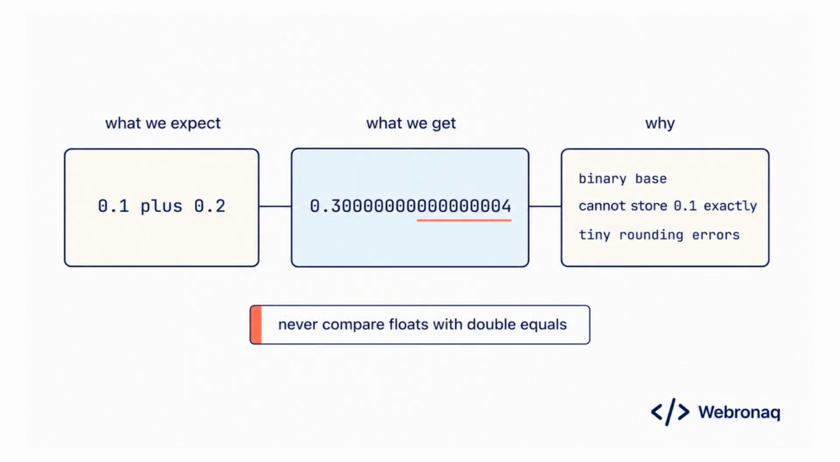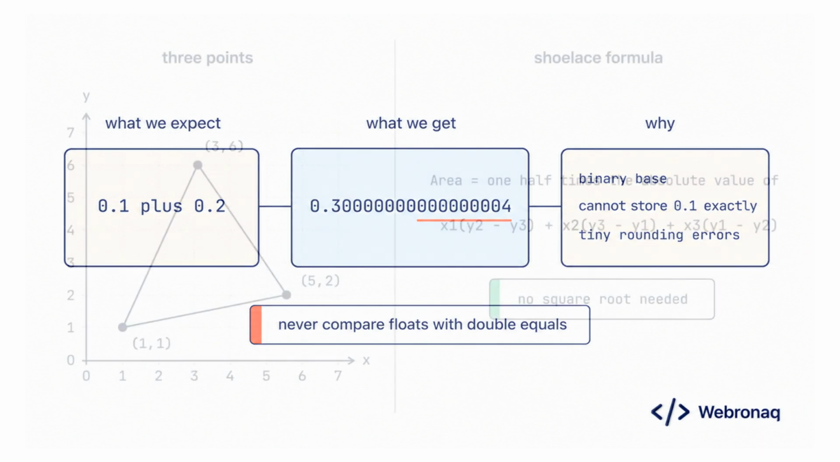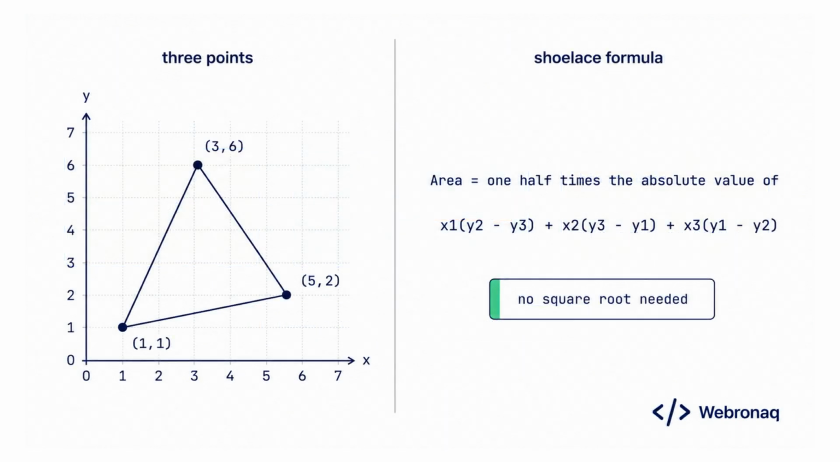Here is a quirk every programmer eventually runs into. In binary, your computer cannot store 0.1 exactly. So when you compute 0.1 plus 0.2, you do not get 0.3. You get something like 0.3, 0.00000000000004. That tiny extra bit at the end is a rounding error. It is harmless most of the time, but it has one big consequence. Never compare two floating point numbers using double equals. They might look the same on screen but differ underneath. For our triangle area, the result is accurate enough, but the lesson is universal across every language that uses floating point math.